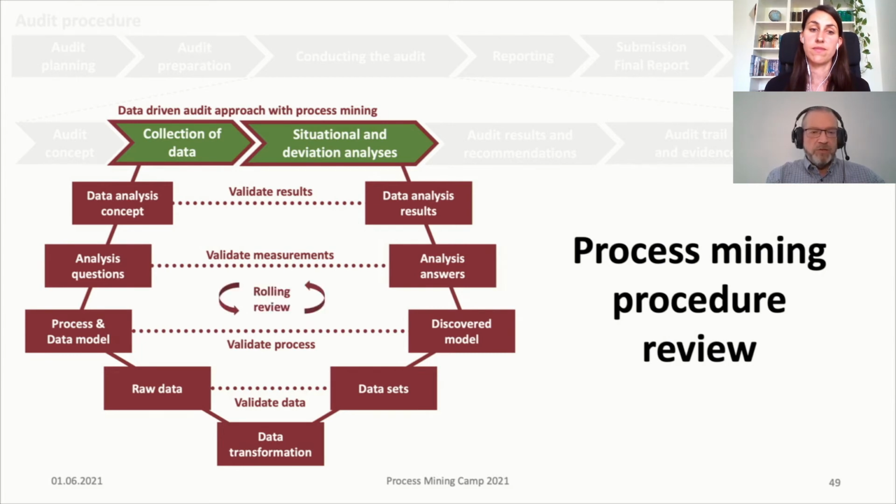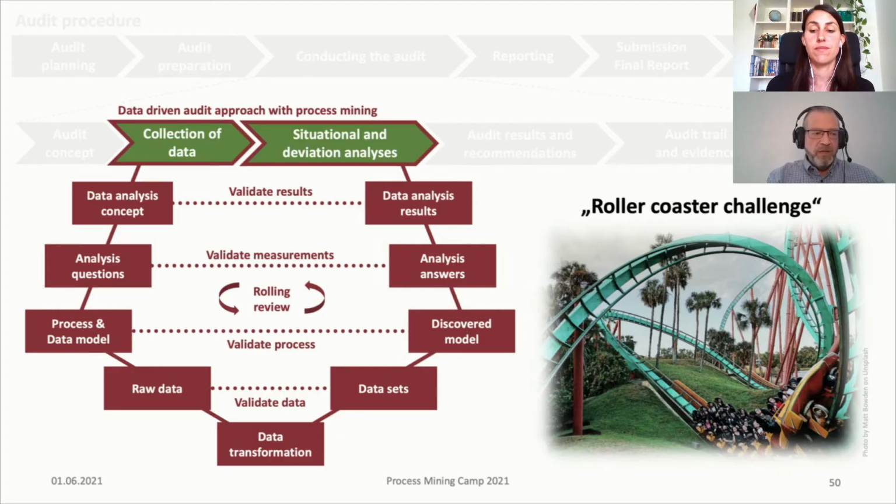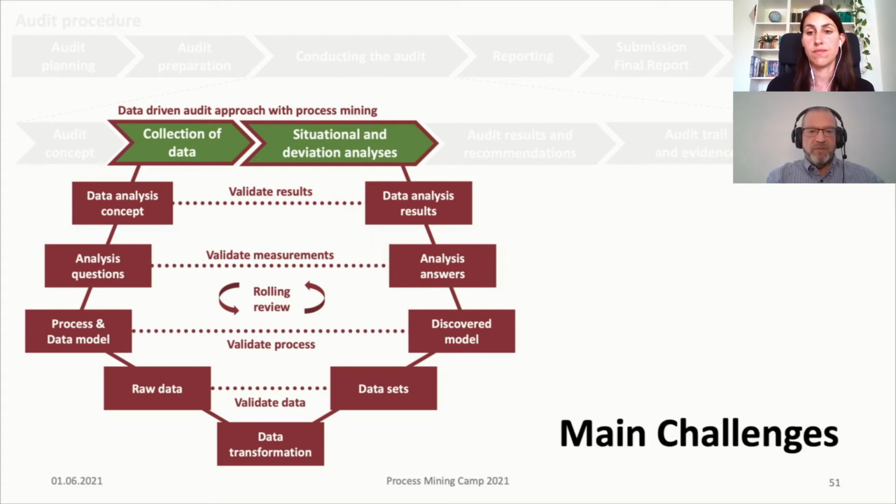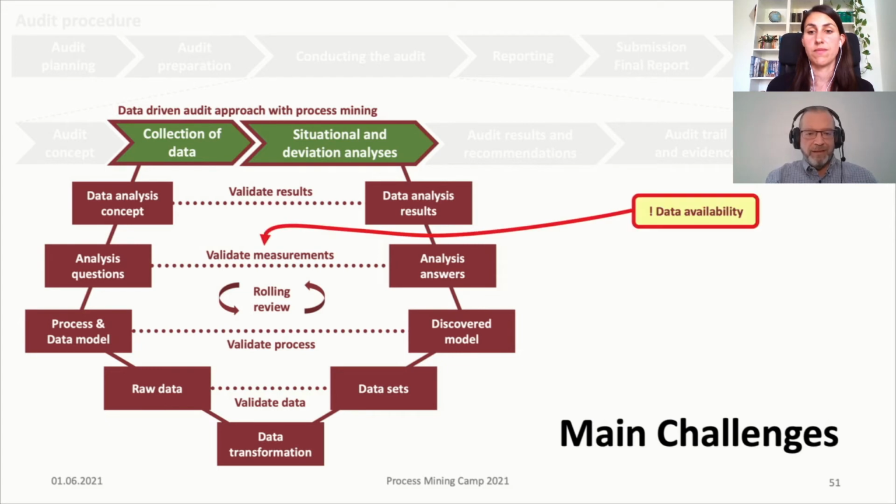So this validation line also shows us that it is not really a relay run as we thought in the first approach. It's more a rolling review, and in summary, I think we called it a roller coaster challenge. So it's an up and down of these validation lines, and a permanent review of these deliveries between these validation lines.